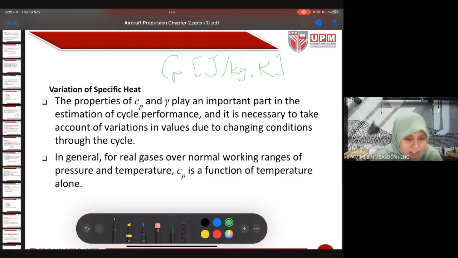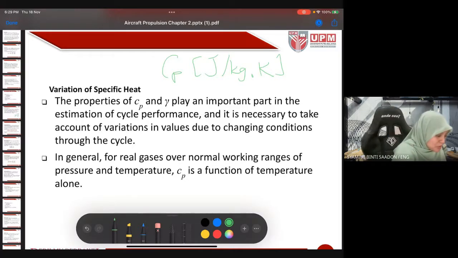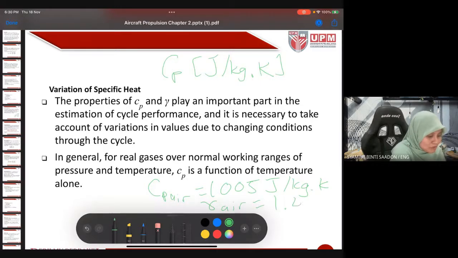And then gamma, again, gamma is the specific heat ratio. Gamma has no unit, it is dimensionless. Both of these properties, in the ideal case, we normally assume to be constant values. For air, C_P is around 1005 joule per kilogram Kelvin, and gamma for air we normally take as 1.4.